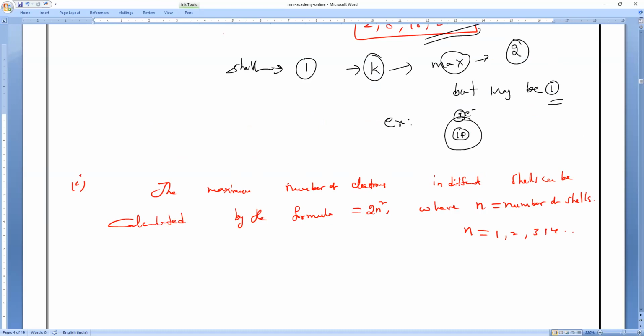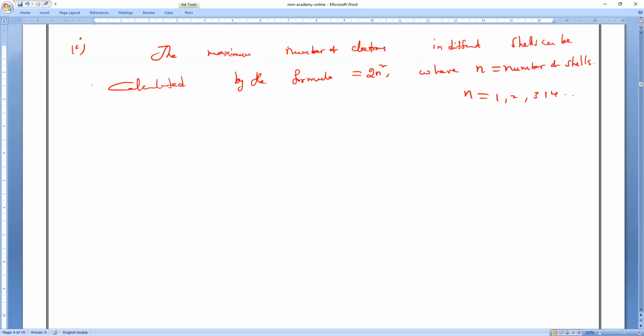Do you understand, everyone? Clear? Yes, sir. So if one shell is there, that is the valence shell. If two shells are there, the second is the valence shell. If three shells, the third is the valence shell. If four shells, the fourth is the valence shell. Is it okay, guys?